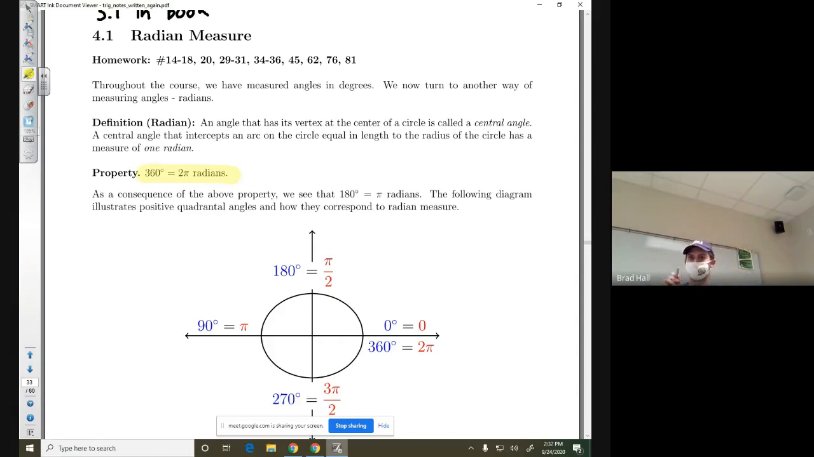So 360 would be one complete loop around the unit circle. And that is equal to 2 pi radians. So we're going to be using pi a lot in this class now. But a mere mention of radians, we will be using pi a lot, because naturally, its inherent connection to circles. And as such, this gives us an idea of what one full revolution is.